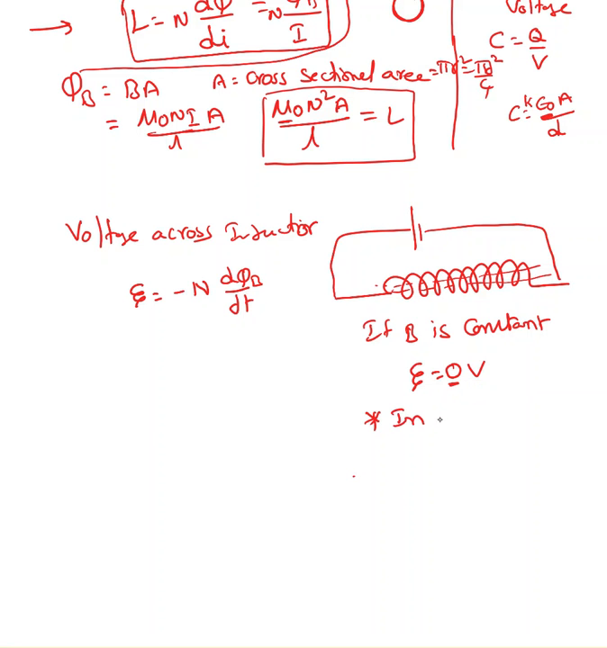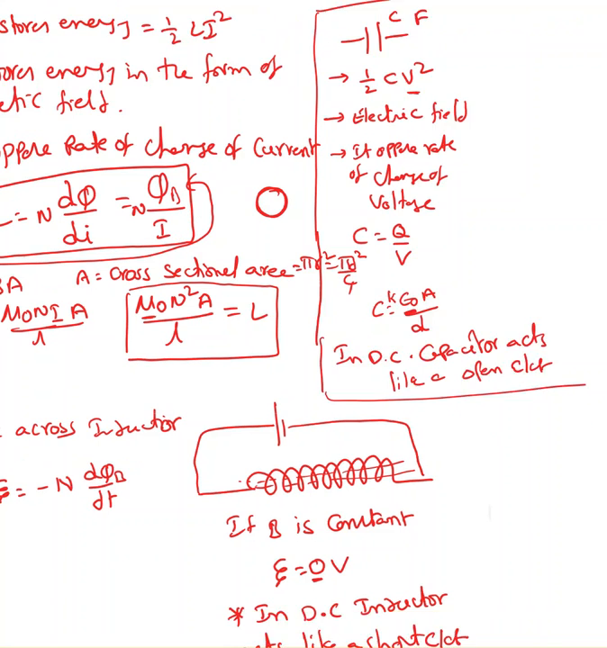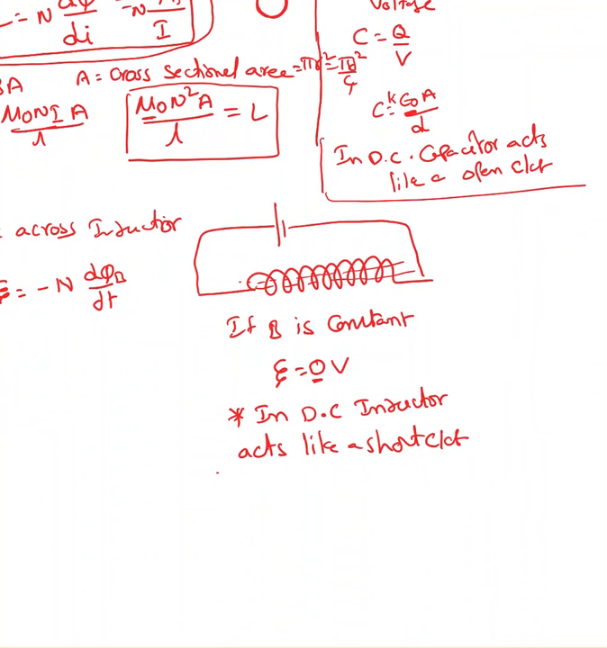So in DC, an inductor acts like a short circuit. When you compare this with the capacitor, do you remember, in DC a capacitor acts like an open circuit. I think I'm going to make another video later on comparing the capacitor and inductor.